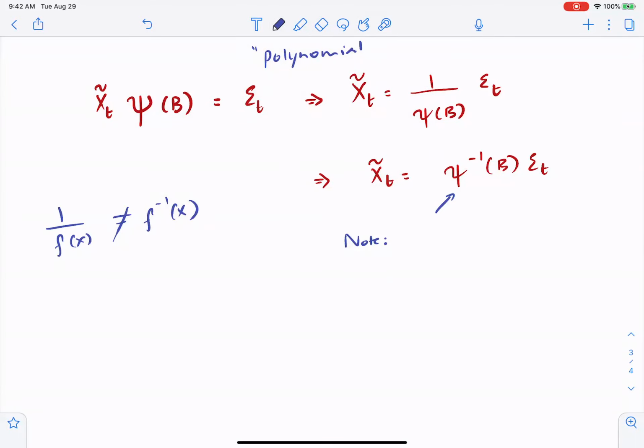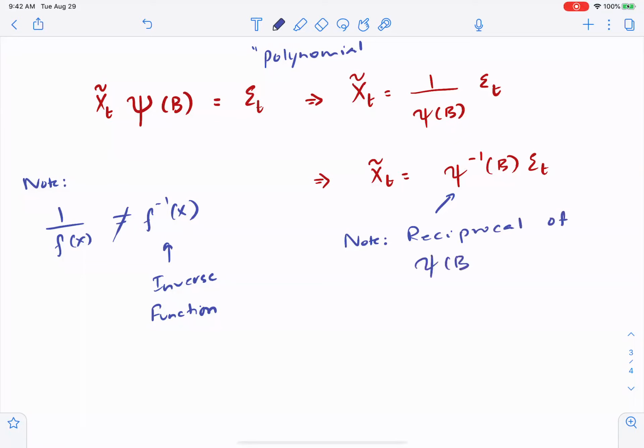1 over f of x is not equal to f inverse of x. So there, in terms of notation, that is the inverse function. Here, in terms of notation, it's not the inverse function, it's just the reciprocal of psi B, that is, psi B raised to minus 1. So don't let that part confuse you. We are not referring to the inverse function for psi B. Good.